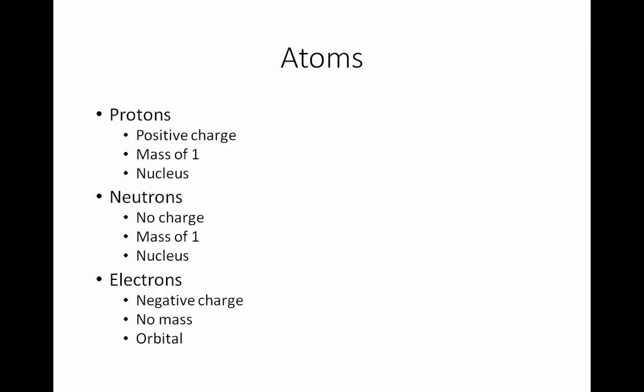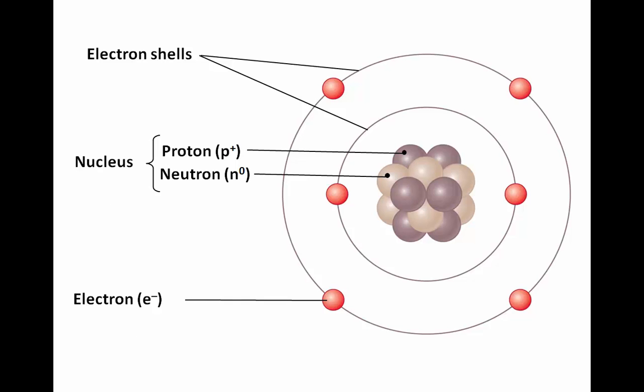The electrons move around the nucleus in pre-described areas that are called orbitals. This is one of the simplest depictions of an atom. You have the protons and the neutrons here in the nucleus, and then the electrons are shown going around in these nice, neat little circles.